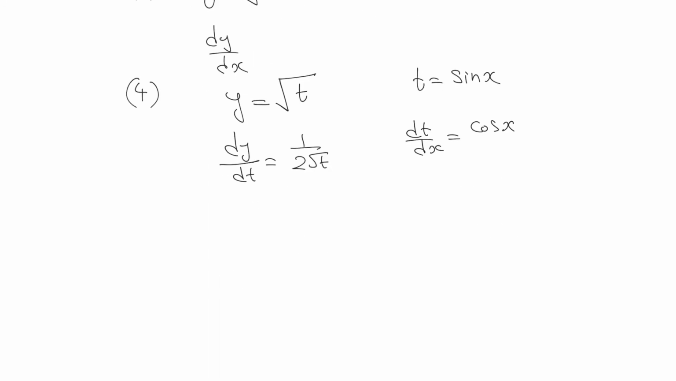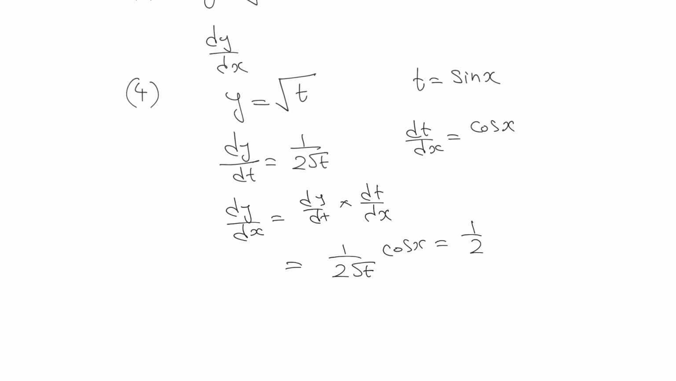So we can write the value of dy by dx is equal to dy by dt into dt by dx, which will be equal to 1 by 2 root t into cos x. Or you can write our final answer as 1 by 2 into cos x divided by under root of sine x.